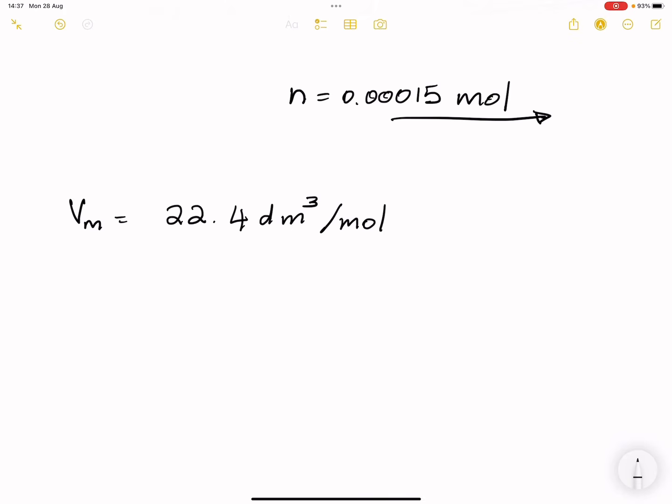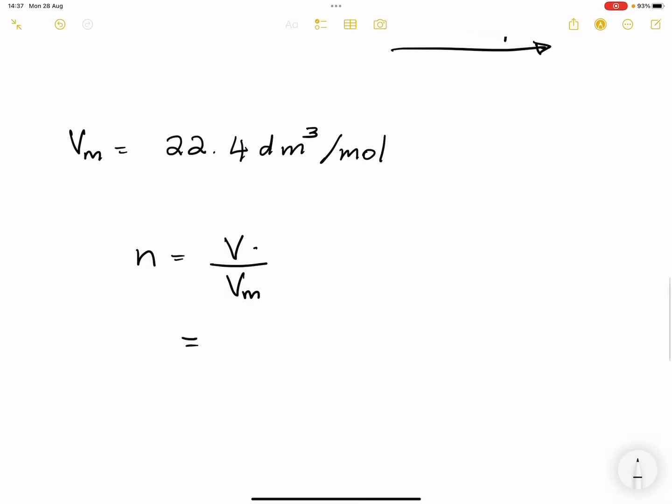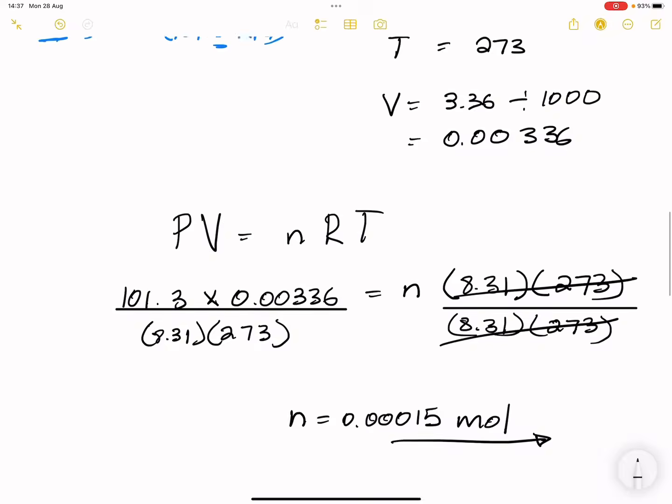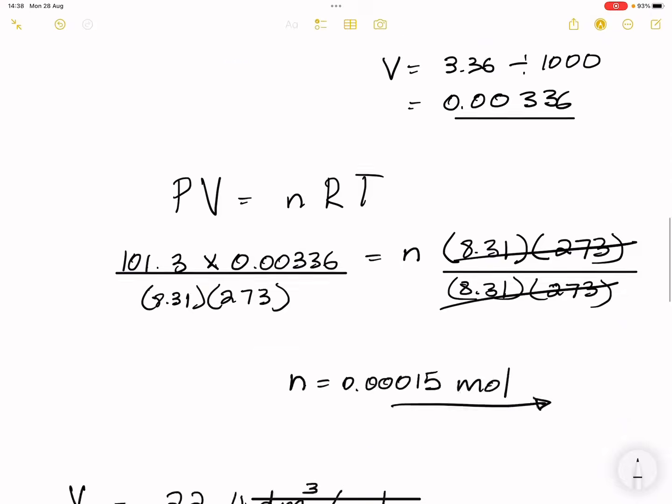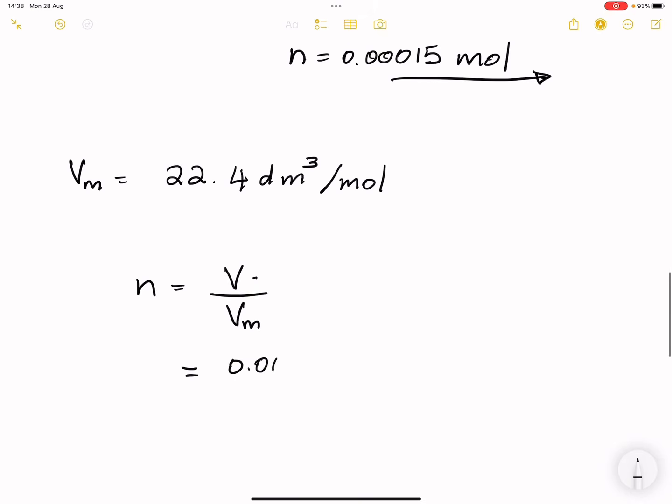So now, how do we use the molar volume? If I were to look for the number of moles of any gas, it would be the volume that it occupies divided by the molar volume. We wanted to find out the number of moles, and we know the volume that the gas occupies. We said the volume was 0.00336, and we divide that by the molar volume at STP. Please remember this is only applicable at STP, 22.4 cubic decimeters.